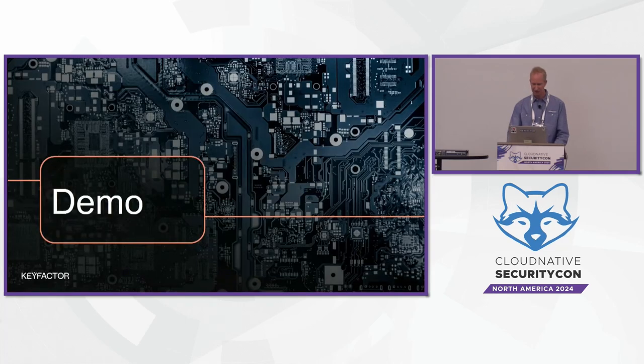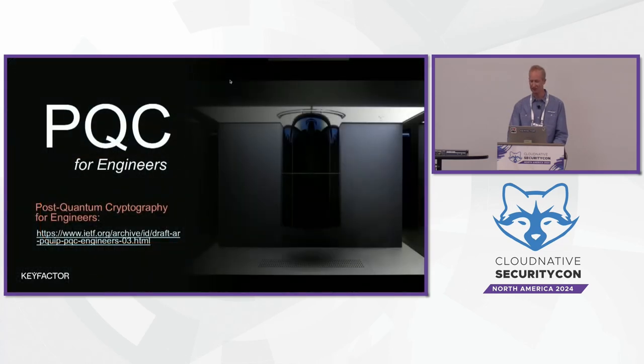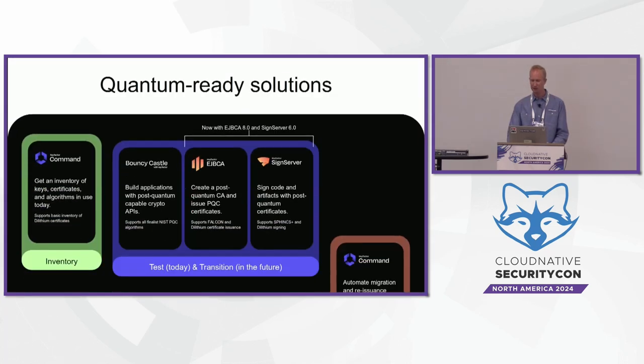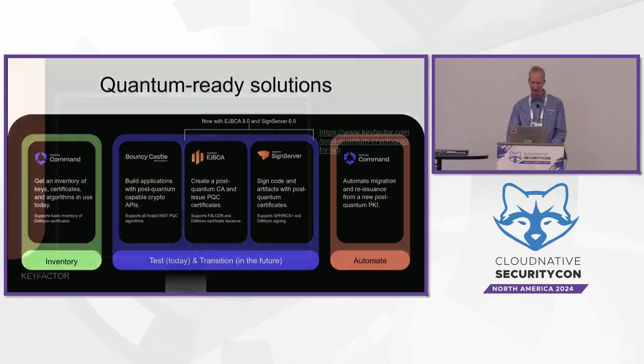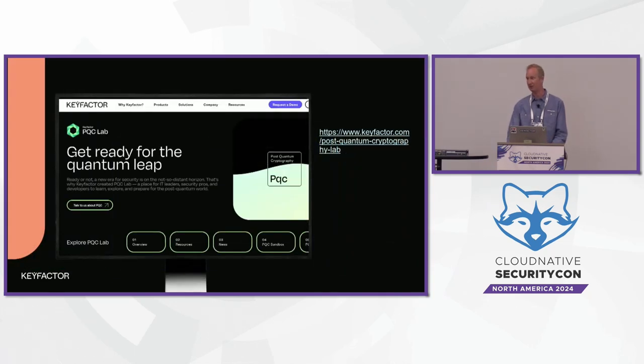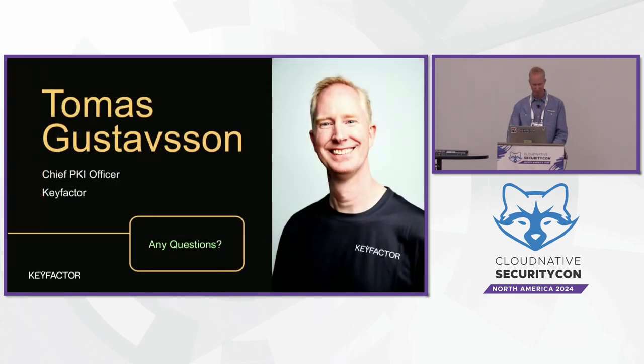And maybe last but not least, I will finish off by saying that there are great resources about post-quantum cryptography. The IETF, standardization organization, has a post-quantum cryptography for engineers draft, which is really good. It has everything, and of course, we also work a lot with quantum ready solutions, which are open source that you can download, EJBCA and SignServer, as containers or as the source code on GitHub. And you can also spin up things in the cloud if you like, everything for free, etc. And that's it. Thank you for listening.